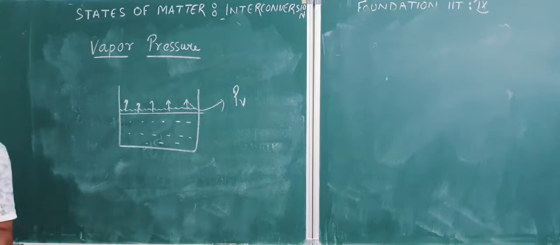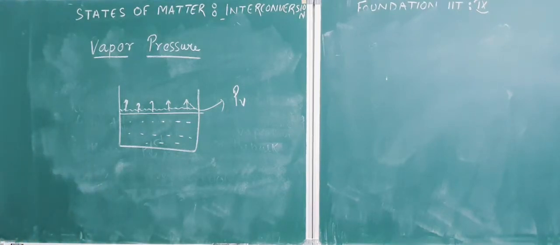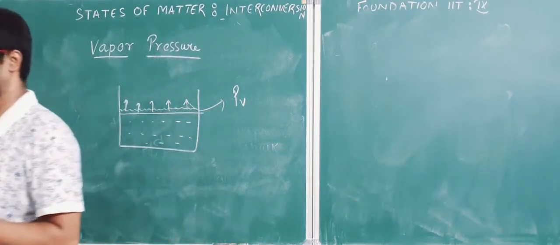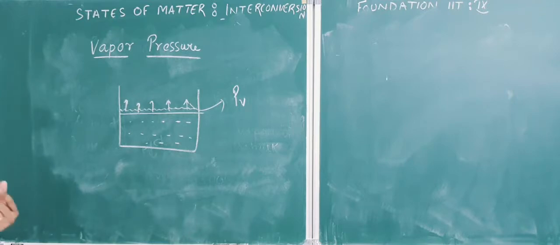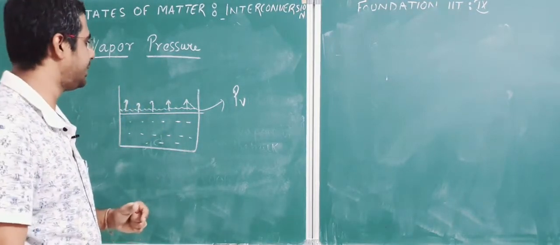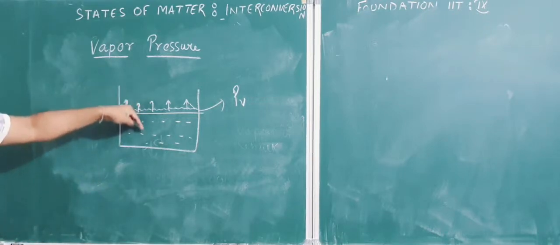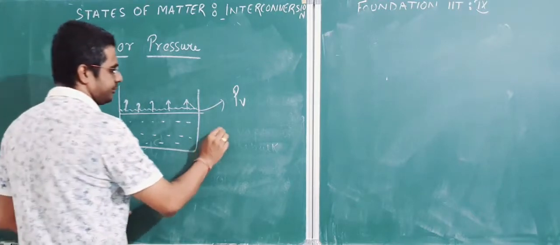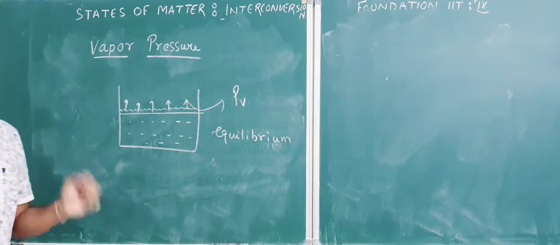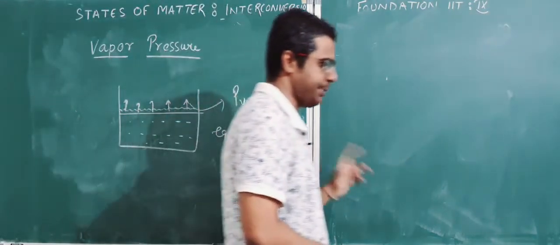Please write down: vapor pressure of a liquid at a specific temperature may be defined as the pressure exerted by the vapor present above the liquid, okay? Pressure exerted by the vapor present above the liquid in equilibrium with the liquid. ठीक है, you write down in equilibrium with the liquid is called vapor pressure of the liquid, ठीक है.